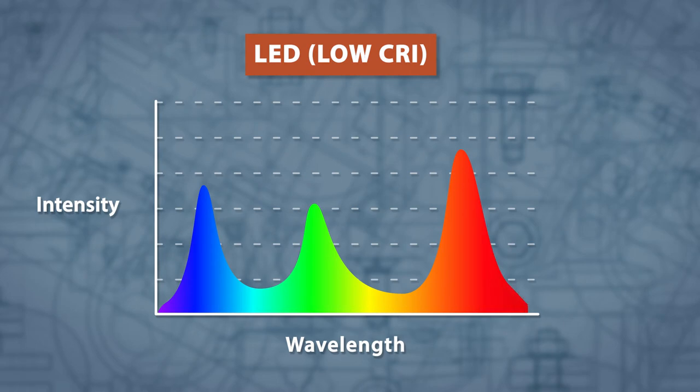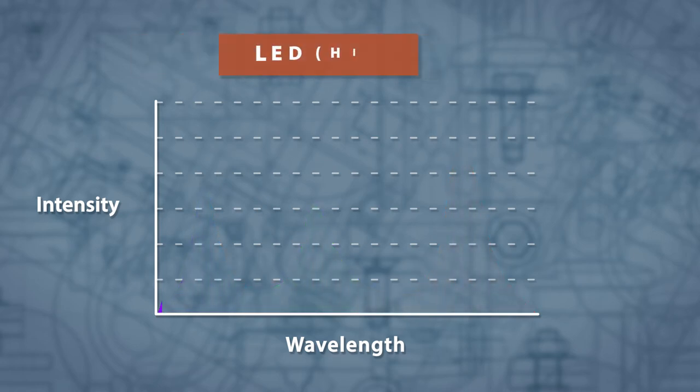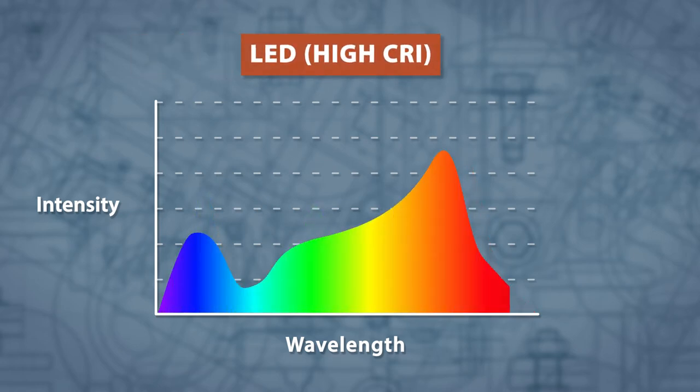LEDs emit light in a narrow band of wavelengths, which means each diode produces a very specific color. LEDs now come in higher CRI ratings and are able to produce light more evenly across the whole spectrum.